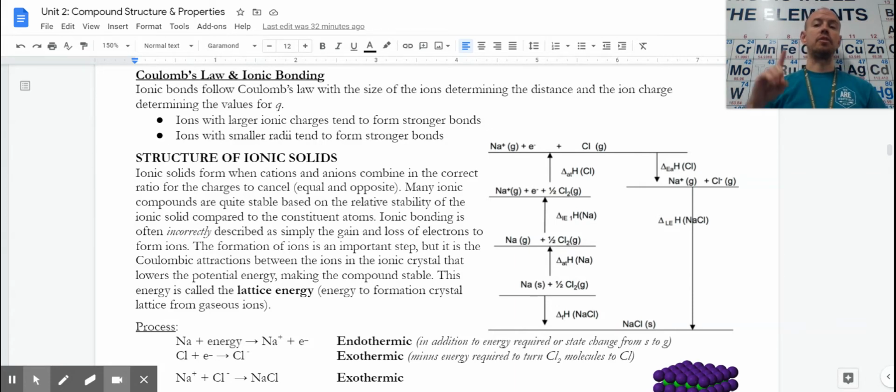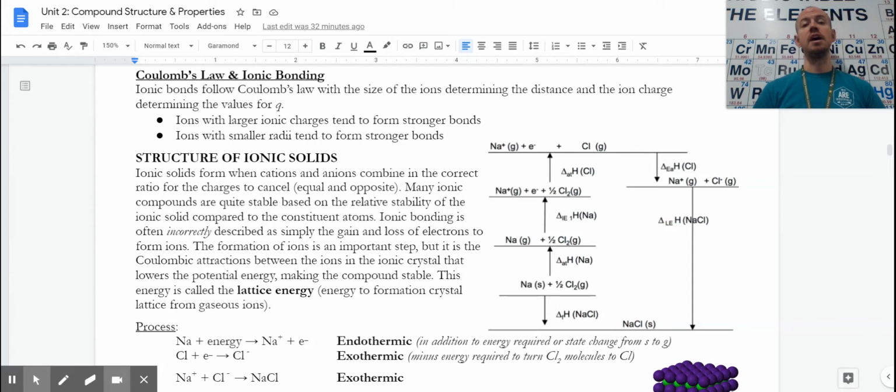Our alkali metals are +1, our alkaline earth metals are +2. The +2 charge on the cation makes a larger value for Q, a stronger force of attraction, and therefore a stronger bond. The halogens are -1, the oxygen family is -2. The bigger your negative charge, the stronger the attraction, the stronger the bond.